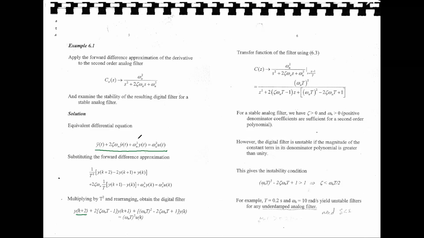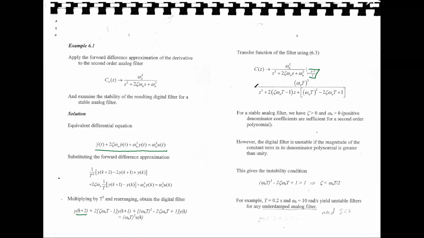Another way is you can just substitute S using the forward difference equation. We obtained S as Z minus 1 over T. So you can simply substitute S as Z minus 1 over T directly into the analog transfer function, and you can arrive at this equation. In Z form, C of Z is omega n times T whole thing squared divided by Z squared plus 2 times zeta omega n times T minus 1 times Z plus, and in the square brackets is the constant term, omega n times T squared minus 2 zeta omega n times T plus 1. So this is a quadratic equation, Z squared plus something Z plus a constant.